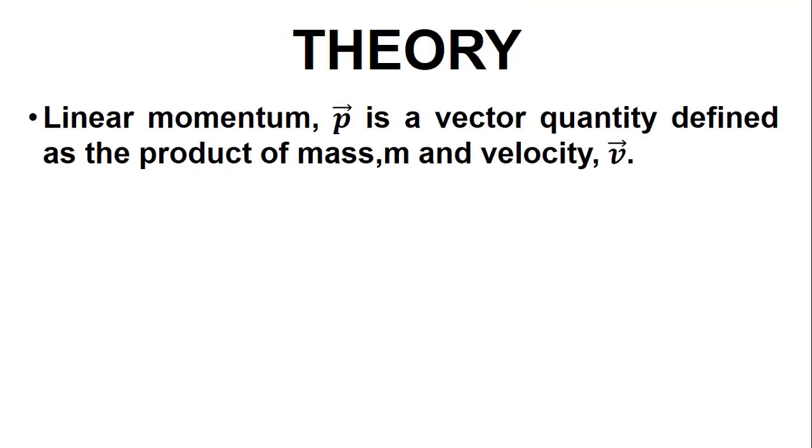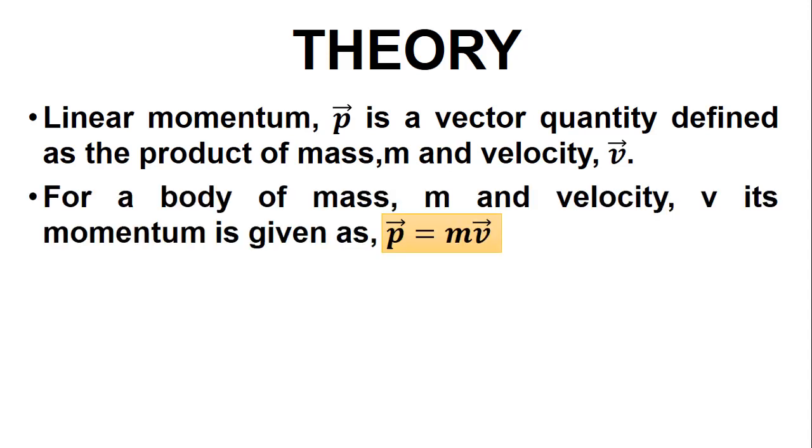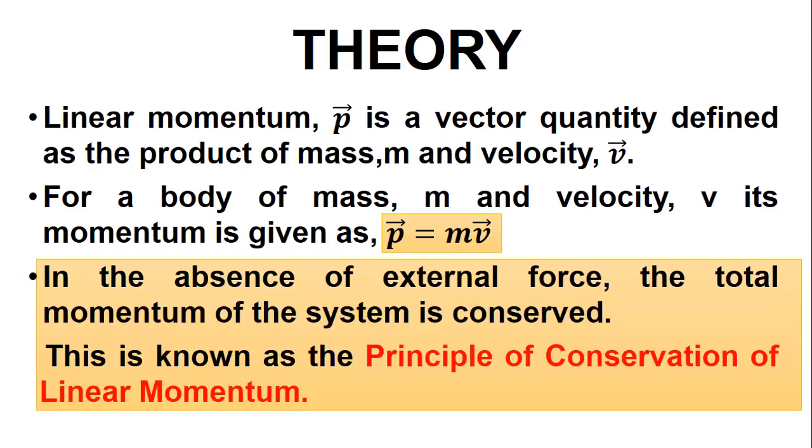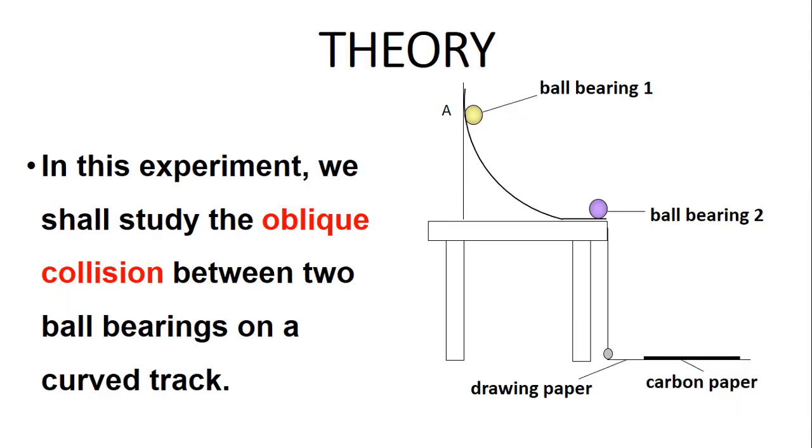Linear momentum P is a vector quantity defined as the product of mass m and velocity v. For a body of mass m and velocity v, its momentum is given as P equals mv. In the absence of external force, the total momentum of the system is conserved, and this is known as the principle of conservation of linear momentum.